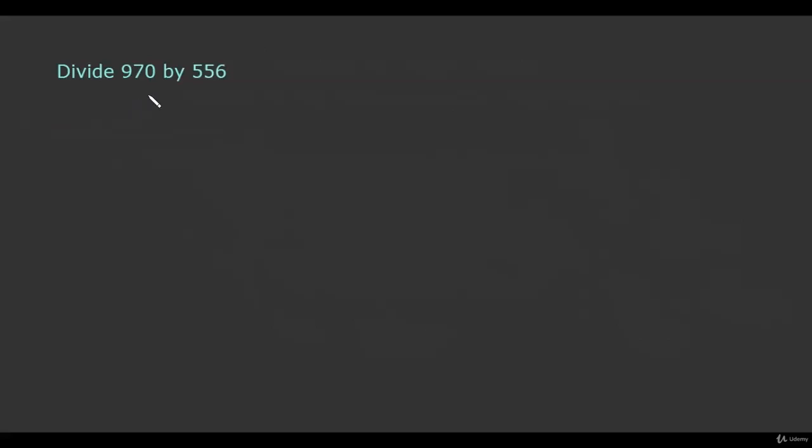Now let's see how to divide or convert 970 divided by 556 to decimals. Now for 556, we will take 5 as the base and 56 as the flag number. Because it is a 2 digit number, we will have to separate 2 digits from here. Now if 5 divides 9, quotient is 1 and the remainder is 4. And as usual, we will place this remainder before the next dividend number.